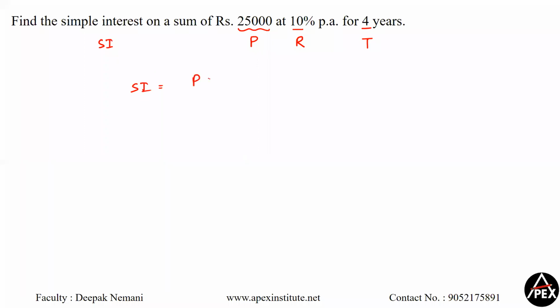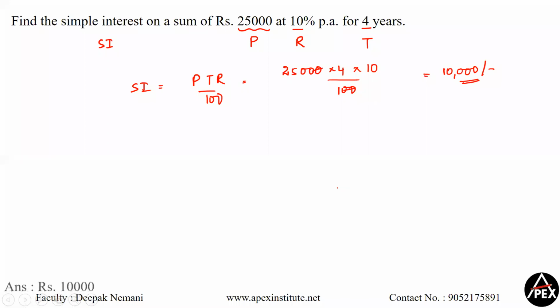SI is equal to PTR by 100, isn't it? So P is equal to 25,000, T is equal to 4 years, R is equal to 10% by 100. So this is 250 into 4 is 1,000. 1,000 into 10 is 10,000. So the answer for this question will be 10,000 rupees. Clear, simple question, direct application of the formula, isn't it? So the answer should be 10,000.